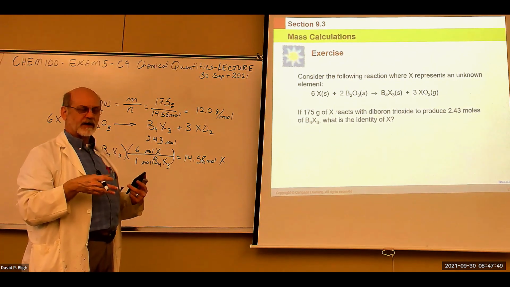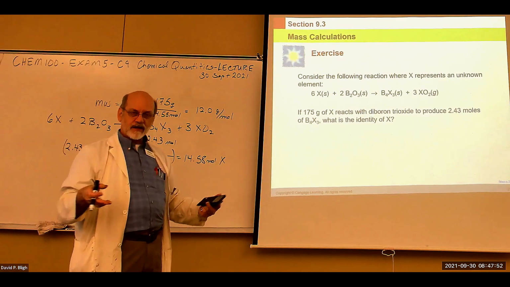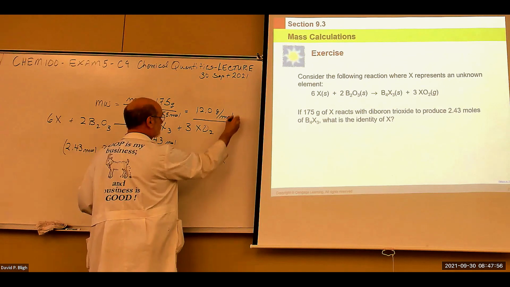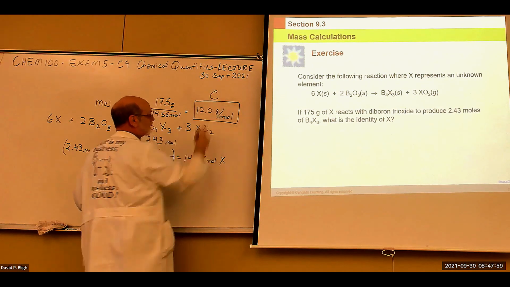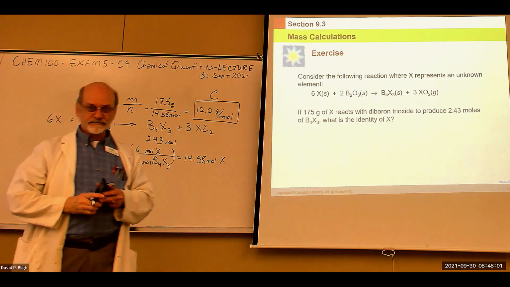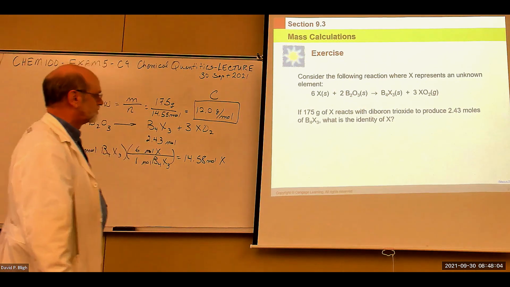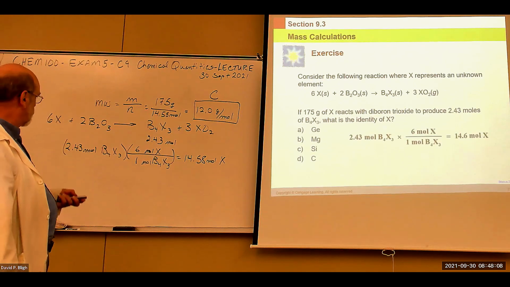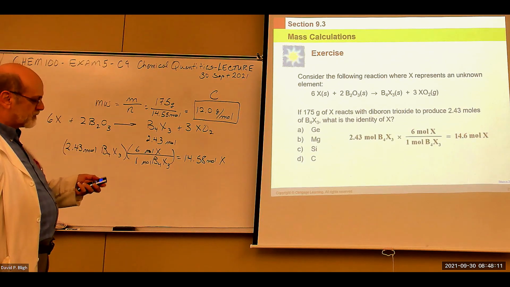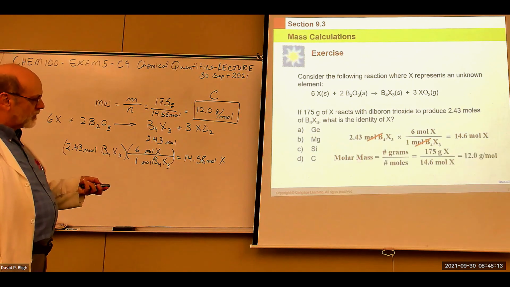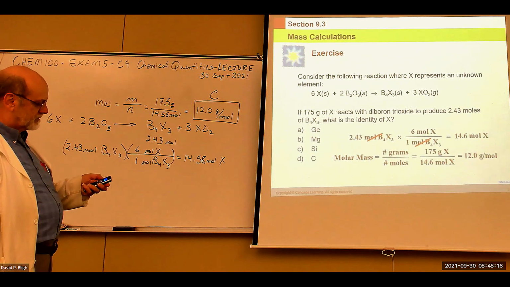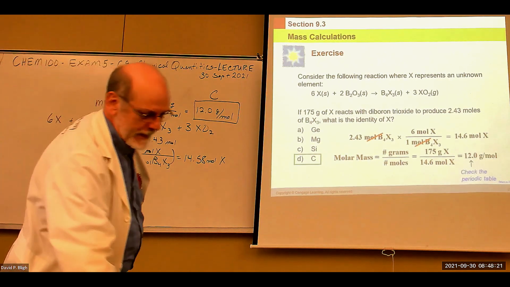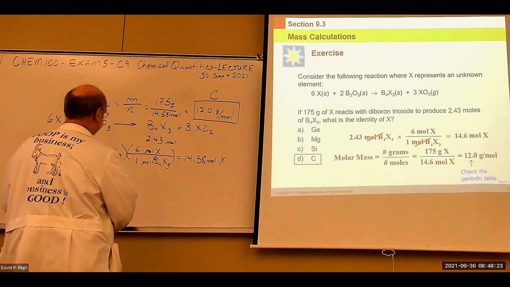It doesn't happen very often, but when it does, then you need a tiebreaker. But in this case, that is carbon. Okay, there's our conversion, 14.6 moles of X, and there's our molar mass calculation. There's your element. Okay?